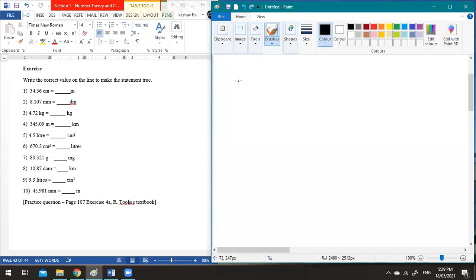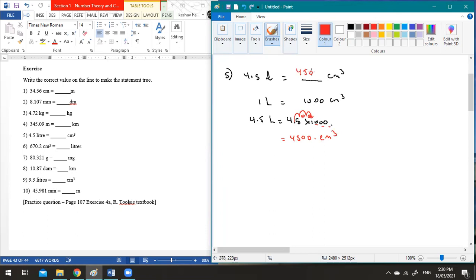Right. So now number 5 is 4.5 liters, right, into centimeter cubed. But remember, 1 liter was 1000 centimeters cubed. So 4.5 liters is 4.5 by 1000. And you're multiplying by 1000, so it's 3 decimal places or 3 zeros, so you move it 3 decimal places to the right. So you'll get 4500 centimeters cubed.